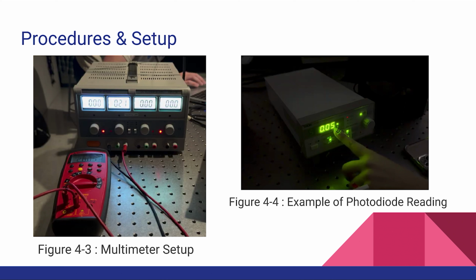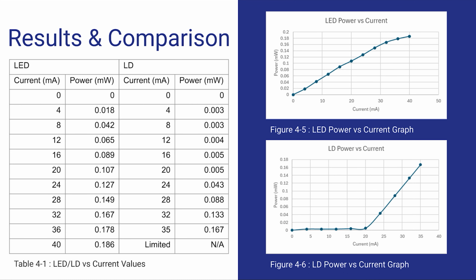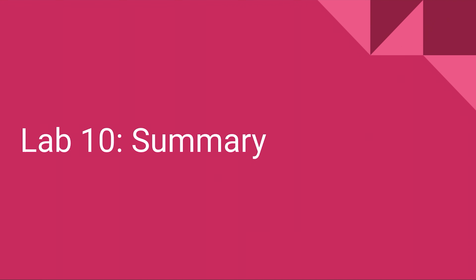For both the LED and the laser diode, we stepped current from 0 to 40 milliamps in 4 milliamp steps, measuring the power alongside it. The plotted curves of power versus current are shown on this slide, each with a relatively low error. Overall, our results confirm that LEDs emit proportionally to current, while laser diodes exhibit a distinct lasing threshold where optical gain exceeds losses. Across the full lab, we demonstrate how physical structure, spectrum, divergence, polarization, and power behavior all differentiate LEDs from laser diodes, linking their optical properties directly to the design.